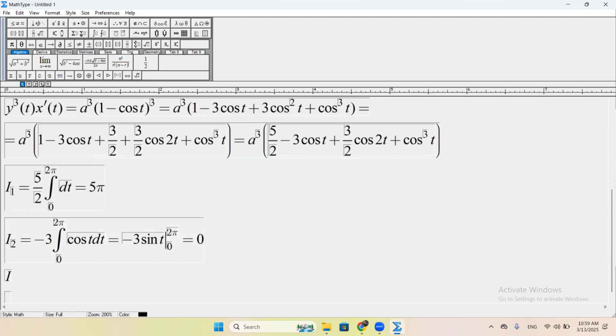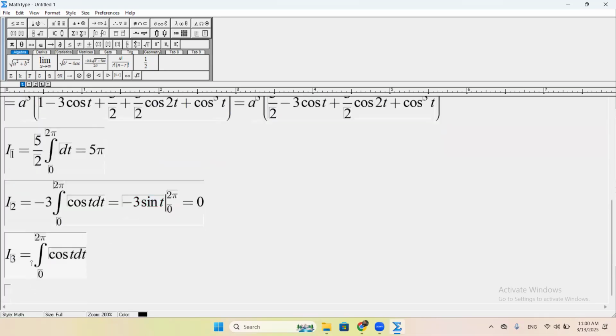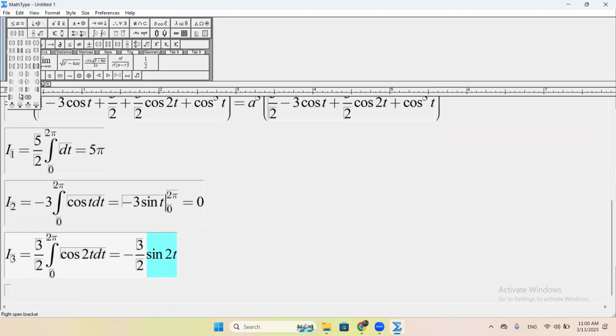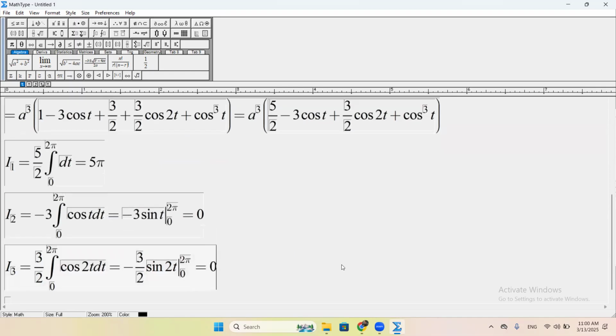Then I3 equals, yeah, actually a similar integral, but 3 over 2 cosine of 2t, and it is equal to minus 3 over 2 sine of 2t from 0 to 2p, which is also equal to 0.